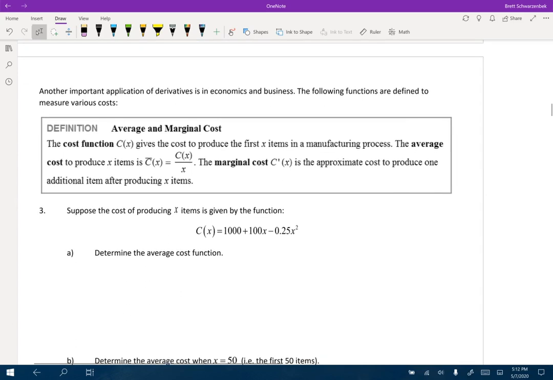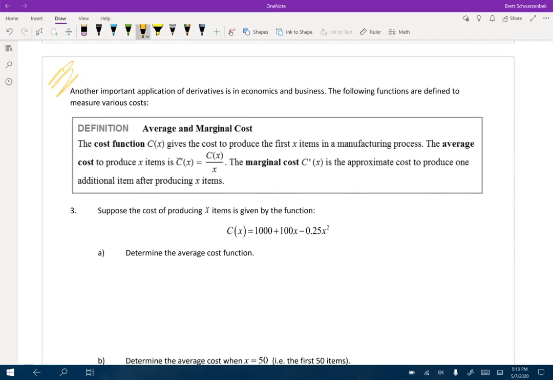Okay, so this is a completely different topic, so we're creating a break here. No more velocity and acceleration. That is a physics application of calculus. Now we want to go into an economics or business application of calculus.